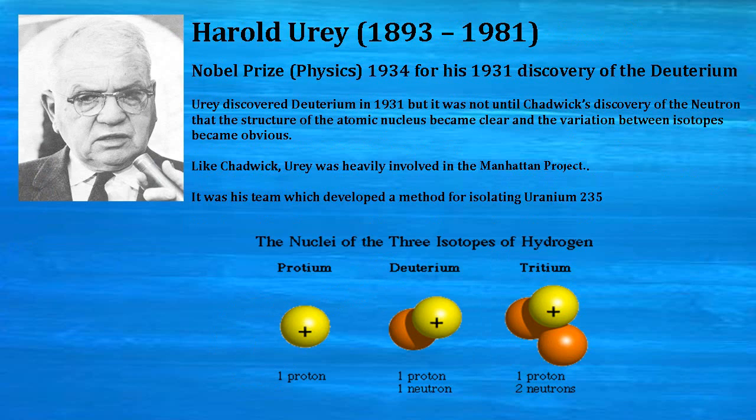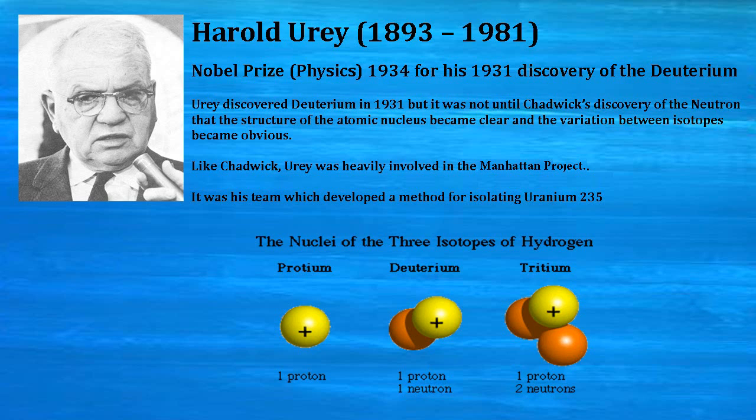Harold Urey won the Nobel Prize in 1934 for a discovery he made in 1931. He was a pioneer in the area of chemical isotopes. In 1931 he discovered deuterium, also known as heavy hydrogen.